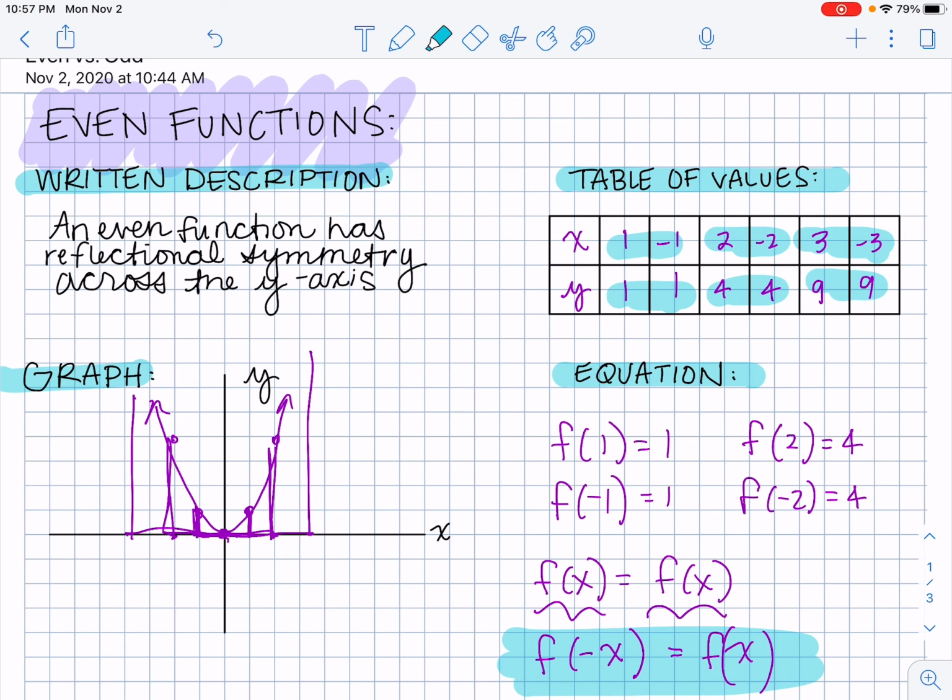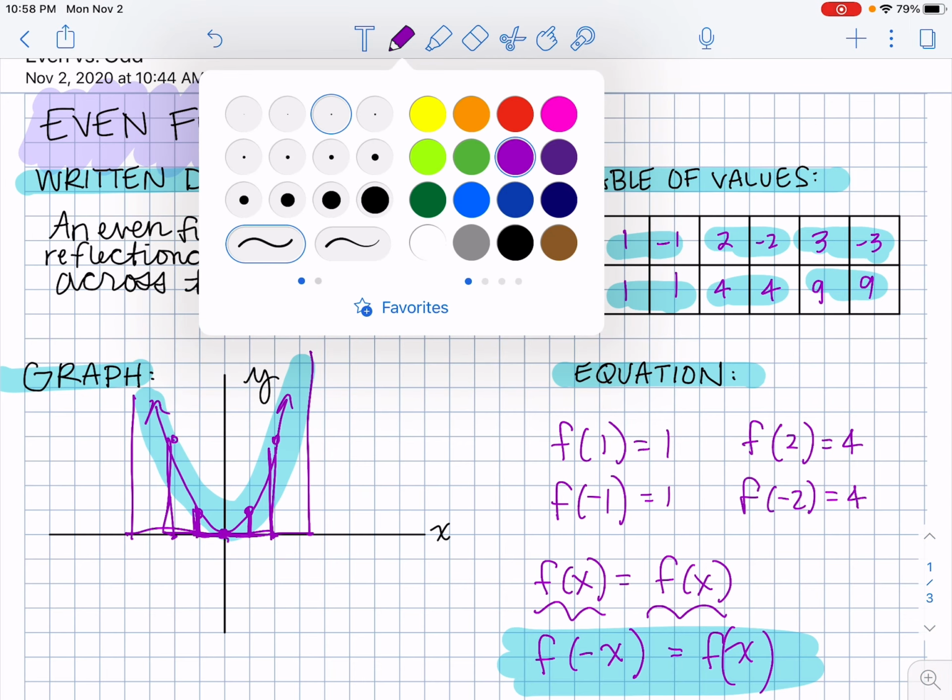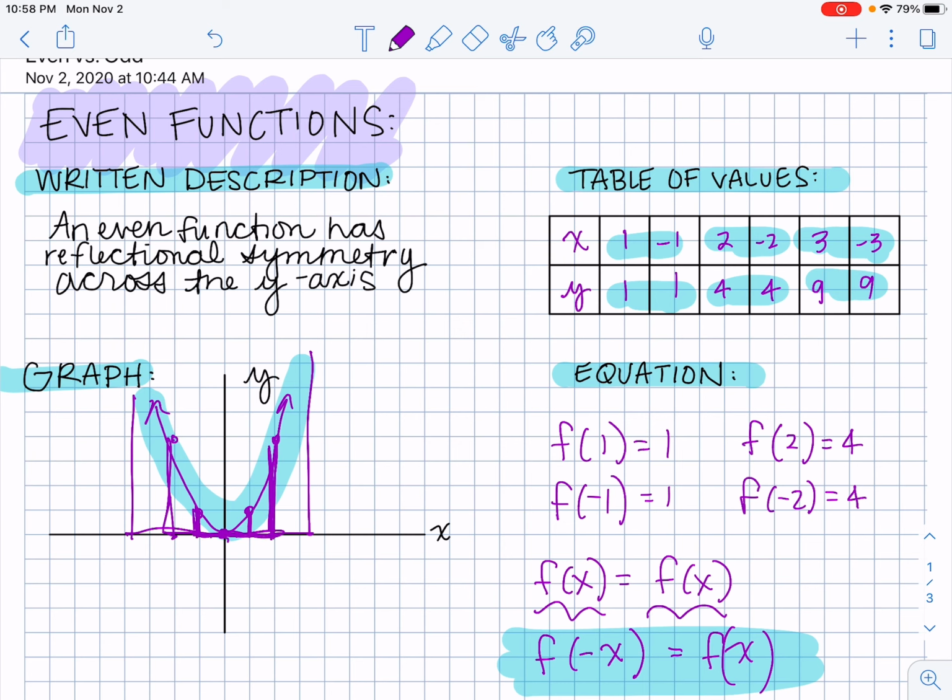So if we think about it as a written description, it has reflectional symmetry across the y-axis. When we look at it as a picture of the function, as a graph, we can see that reflectional symmetry. It's just as if you were to fold it over. What that means for us in the table is that if an input, for example 2, has an output of 4, we're also going to see negative 2 also having an output of 4.